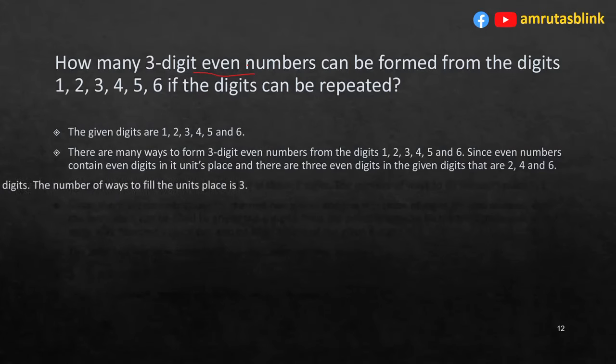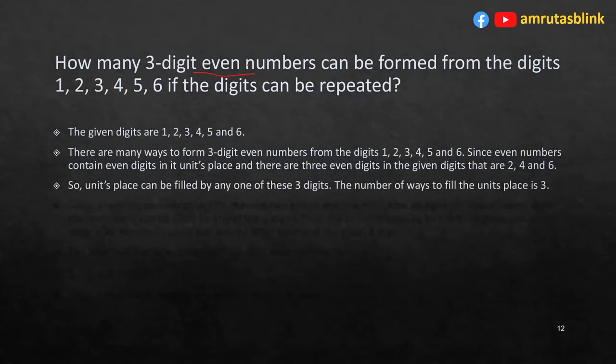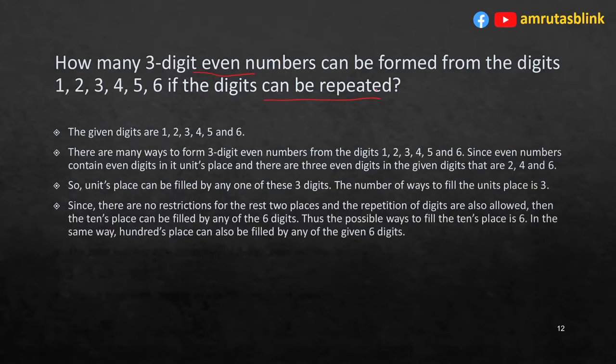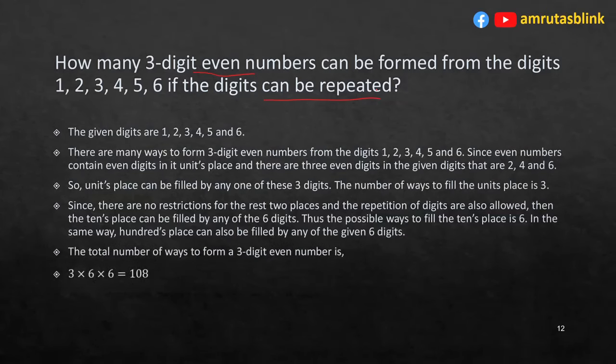So we can say that the units place of these numbers can be filled in 3 different ways. Now repetition of digit is allowed in this case. So the tens place can be filled in 6 ways and even hundreds place can also be filled in 6 ways. So the required numbers will be 3 into 6 into 6, that is 108. So ultimately out of these 6 digits 1, 2, 3, 4, 5 and 6, we can create 108 3-digit even numbers.